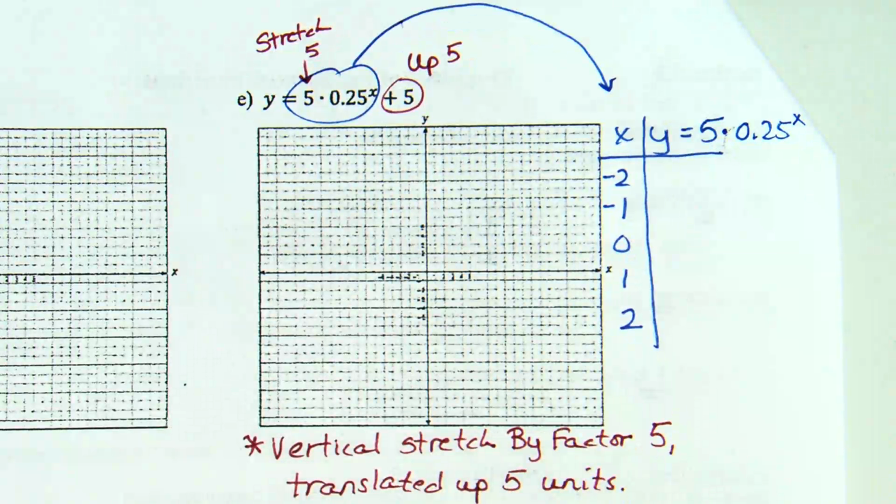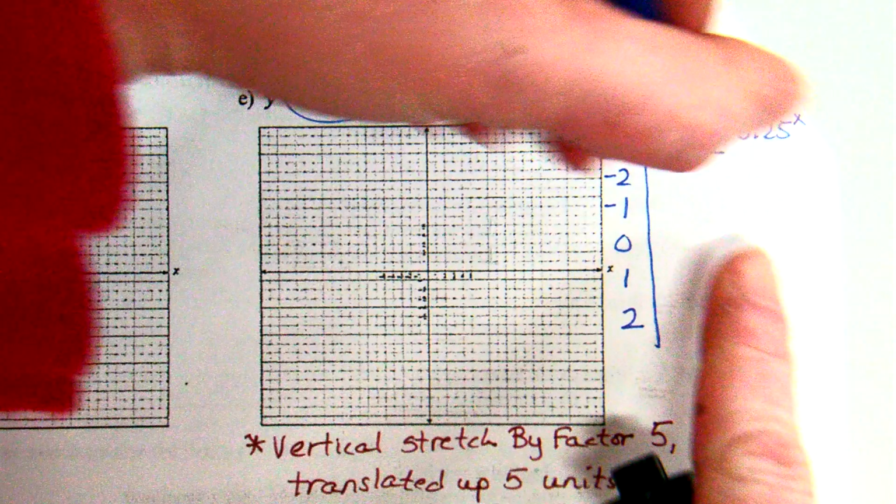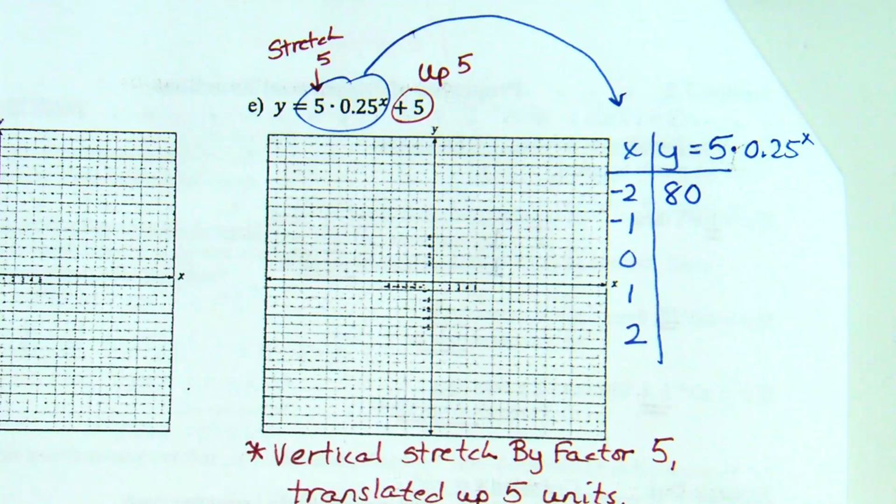-2. So let's review. How do I deal with a negative exponent on a fraction? You have to make it positive, and to make that exponent positive, we're going to flip it. So, what is 1 over 4 when you flip it? 4 over 1, which is 4. So now I have 5 times 4 squared. 4 squared is 16. 5 times 16 is 80. Those of you that plugged this into your calculator, did you get the same thing? Should have gotten the same thing.